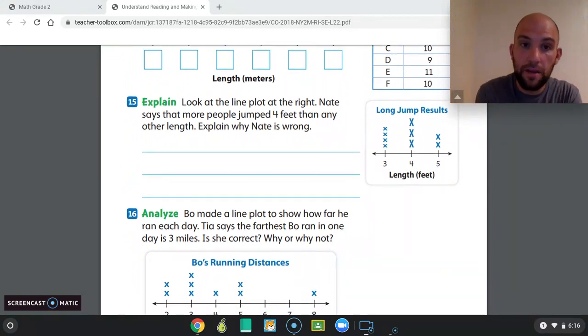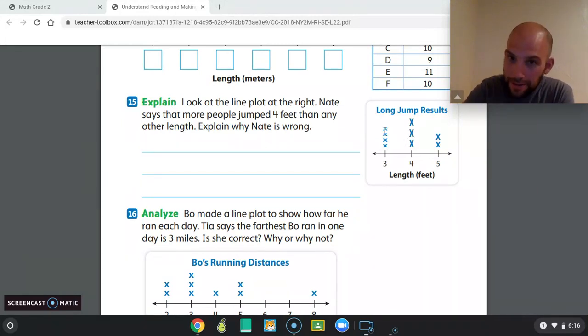The next one says explain. Look at the line plot at the right. Nate says more people jumped 4 feet than any other length. Explain why Nate is wrong. So let's look at our line chart here. So we have 4 X's, 3 X's, and 2 X's. Now, what did Nate do wrong here? Why does he think that more people jumped 4 feet than any other length, than 3 feet?